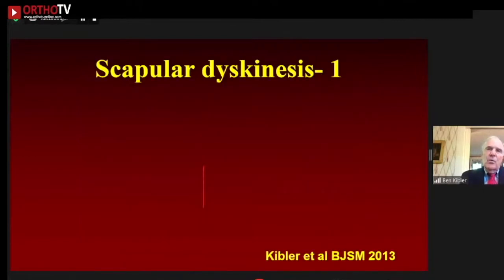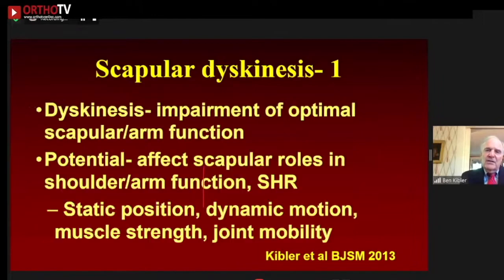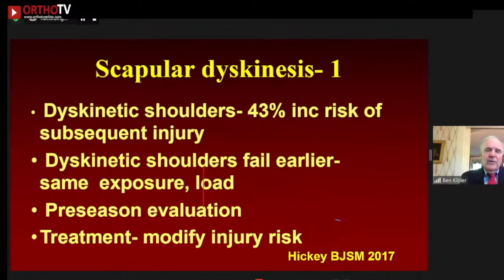So there are several ways that scapular dyskinesis interferes with arm function. The first is that because it's an impairment, it has the potential to affect scapular roles. It may not be right at that time, but we know from studying American baseball players that if you have this dyskinesis, you have an increased risk of having problems: a 43% increased risk of subsequent injury in patients who demonstrate a dyskinesis while asymptomatic.